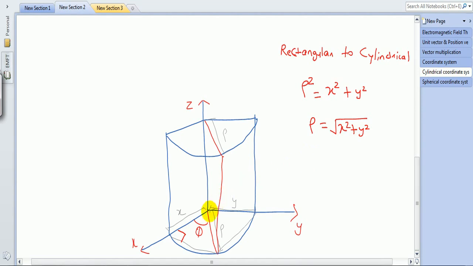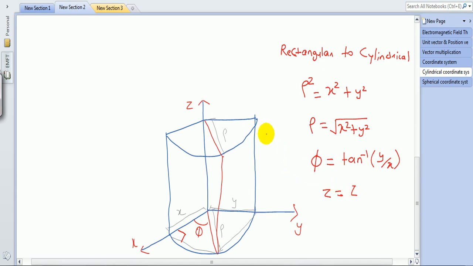So now if I want to find phi in terms of x and y, then you can see in this triangle, same triangle, if you find tan phi, that will be y divided by x. So phi is equal to tan inverse y by x, and z is equal to z.